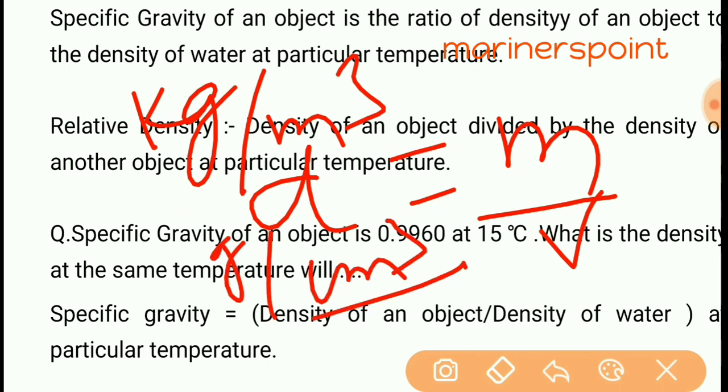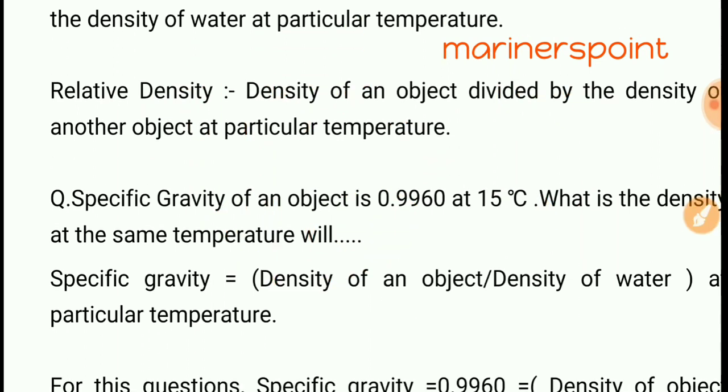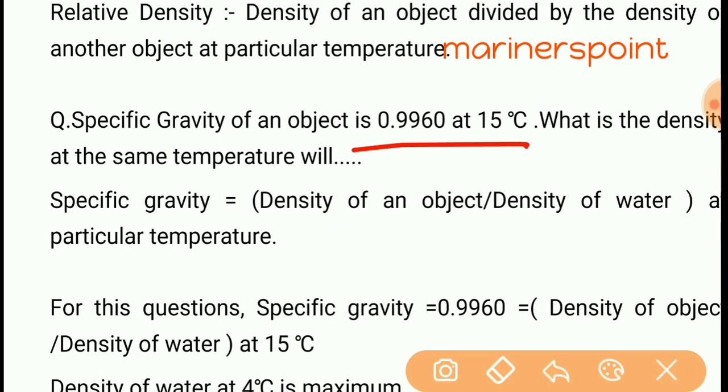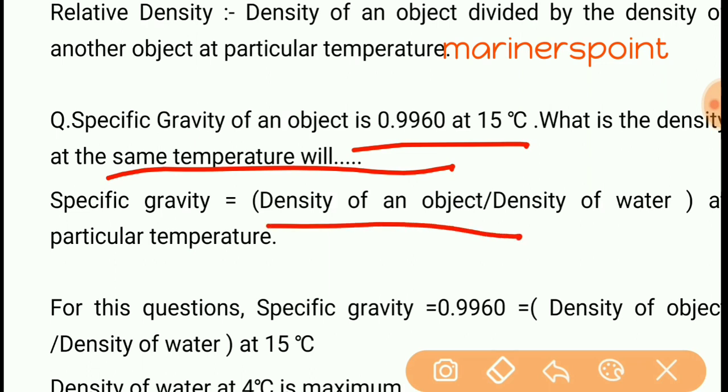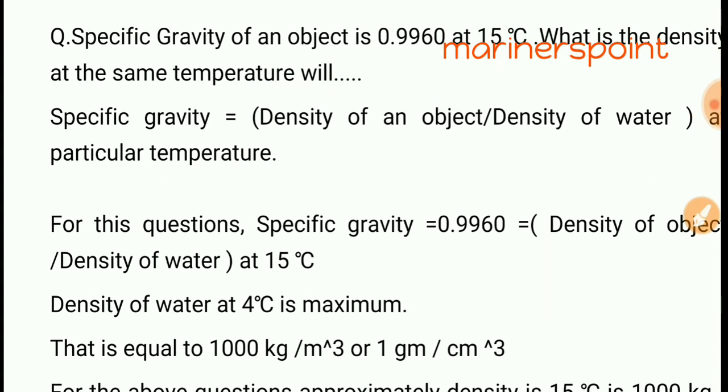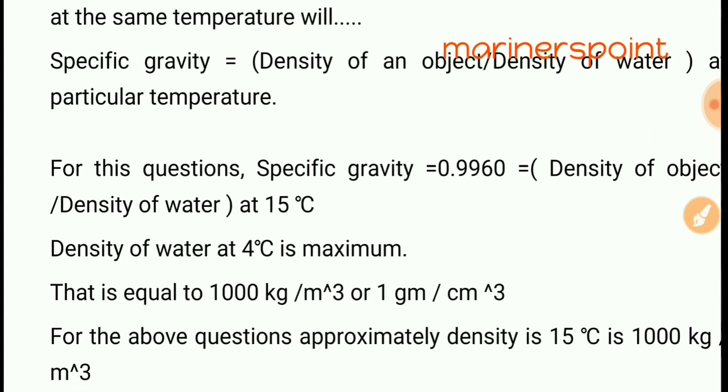Now we will come to this question. The specific gravity of an object at 15 degrees Celsius is given. What is the density of the object at the same temperature? As we know, specific gravity is equal to the density of an object divided by the density of water at a particular temperature. The particular temperature here is 15 degrees Celsius. So we will use the formula.